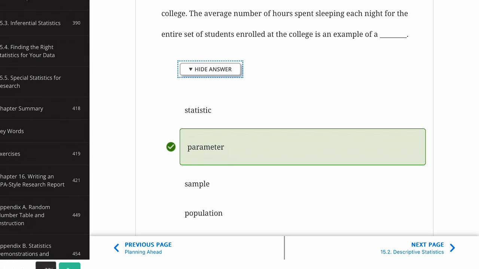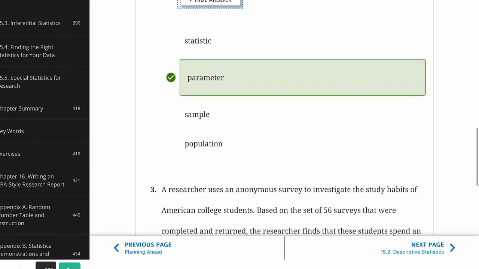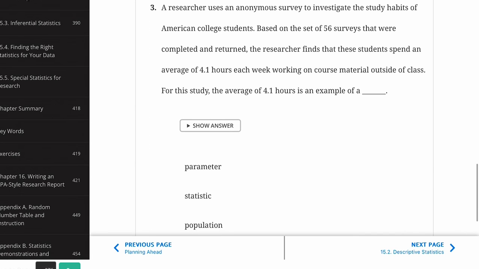If this had said that a researcher was interested in the sleeping habits of all college students in the United States, so that became their population, and then they took the average number of hours sleeping from one college, then it would be a statistic, because it was not the entire population that they were interested in. They sampled from the population, and so it would become a statistic. So I hope that helps clarify the difference between those for you a little bit.